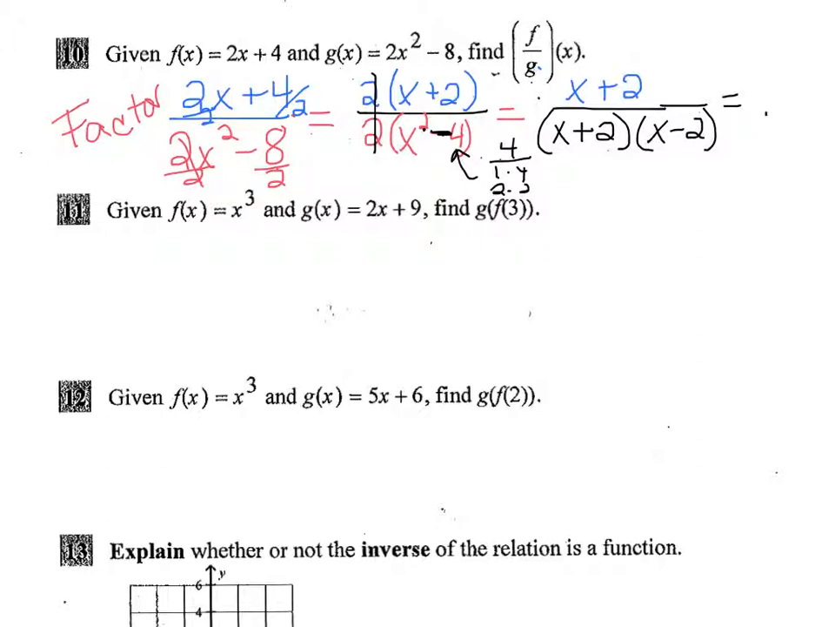Now, the last step is to cancel out the x plus 2's. And since there wouldn't be anything left on the top, we'll write a 1, and then we'll put the x minus 2 underneath it.